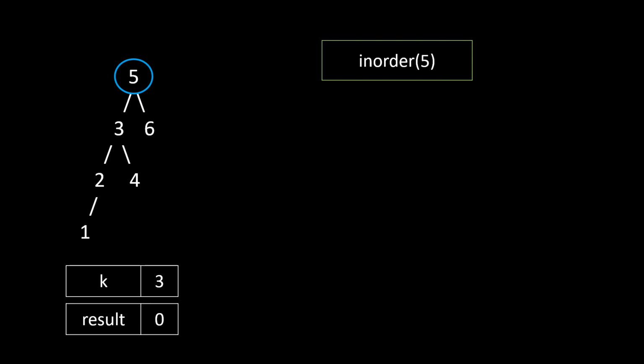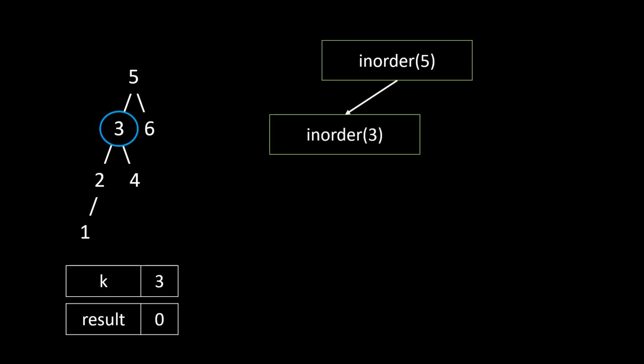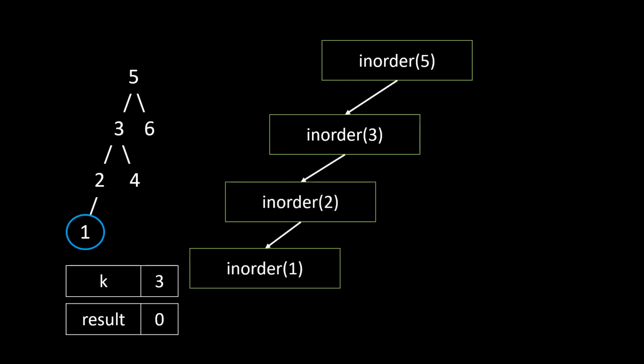Let's take this tree. Assuming we need third smallest element, the initial value for k will be 3 and for result will be 0. We will start with calling in-order on root node. This will in turn call the in-order method on its left, that is node 3. While this will in turn call in-order method on node 2 and then on node 1. Now, as there is no left node for this, the node will get processed. So, we decrement k and move to its right. But as the right is also null, we move up and process node 2.